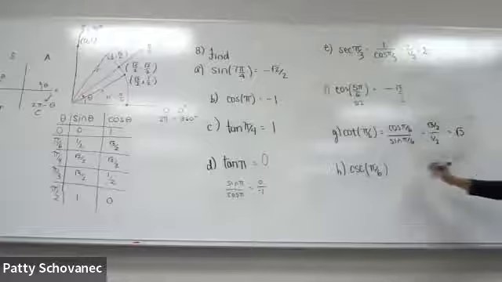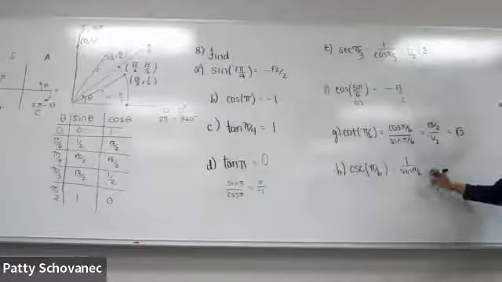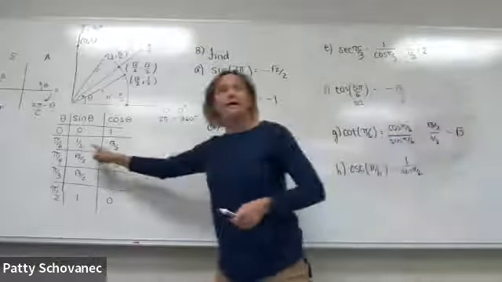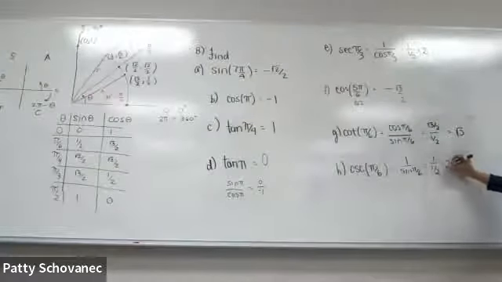Cosecant of pi over 6 is 1 over the sine of pi over 6. And then the sine of pi over 6 is 1/2. 1 over 1/2 is going to give me 2.